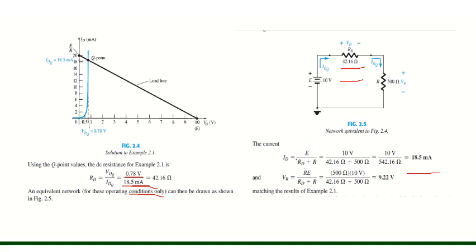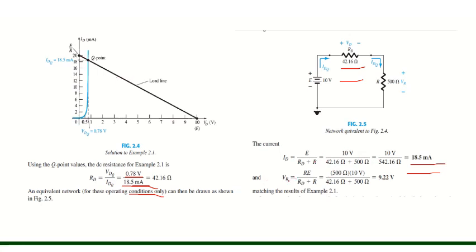Now we have all the resistance values, so we can also calculate ID. ID is equal to E by summation of R. This is called Ohm's law. So E is already given, which is 10 volts, whereas summation of R is 42.16 plus 500 ohms. So 10 divided by 42.16 plus 500 ohms is equal to 18.5 milliampere. It's the same value which we have calculated using the load line analysis.